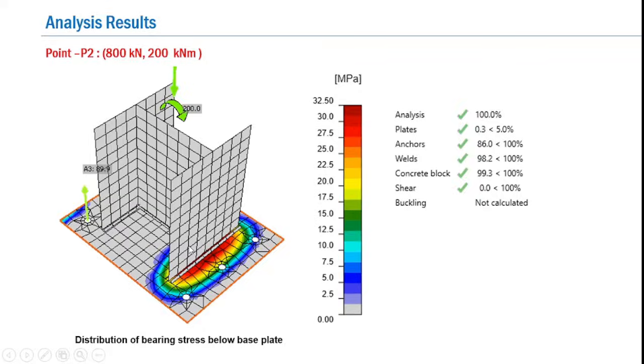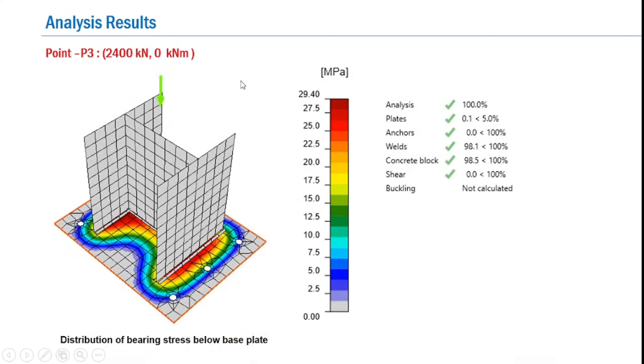Now finally, taking you to the result of point P3, which corresponds to only a compression load of 2400 kilonewton applied to the column. So this is the distribution of the bearing stress below the base plate. Here again the first observation is that there are no anchor bolt forces. They are not subjected to any tensile forces because the base plate is under pure compression. And we find that the design is governed by the concrete block, wherein a utility of 98.5%, which is less than 100%, is observed.